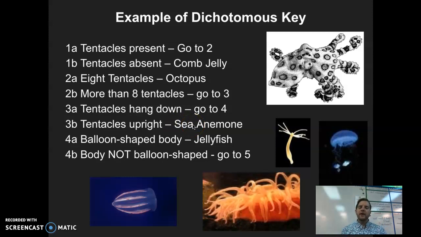So this is how we use a dichotomous key, di meaning 2. And so at every step, there's 2 options. Either something is there or it's not, or it's based on a number or whatever it is, but you follow it based on that. So it's kind of like I said, a choose your own adventure until you get to the final name of an organism.